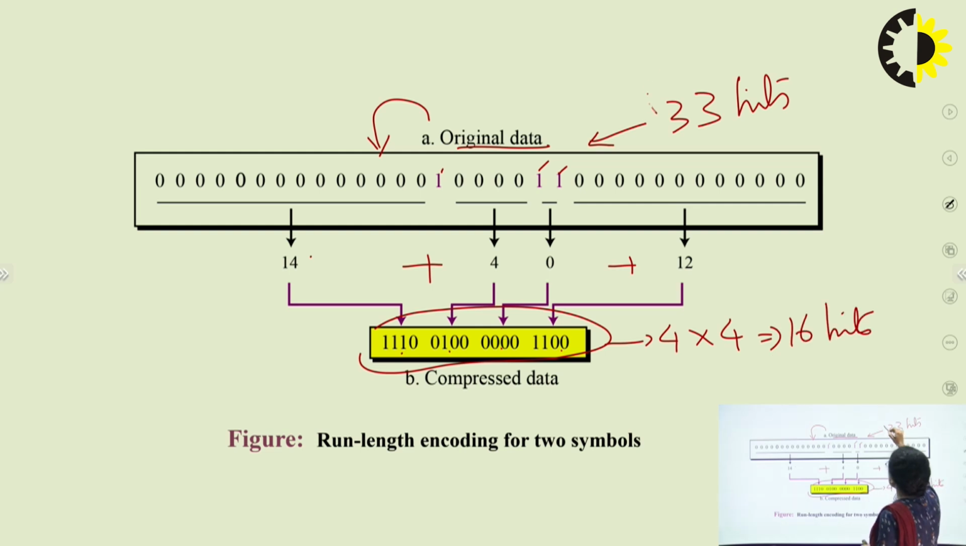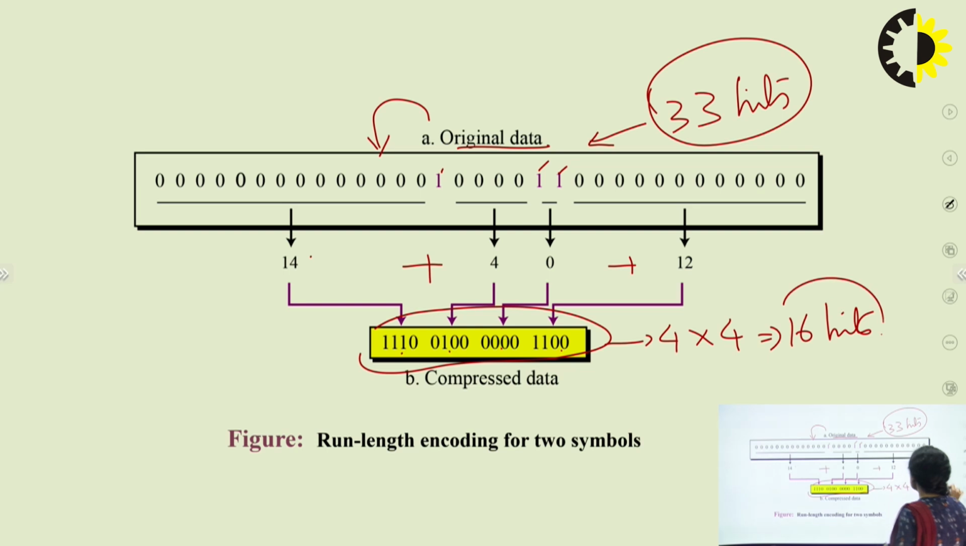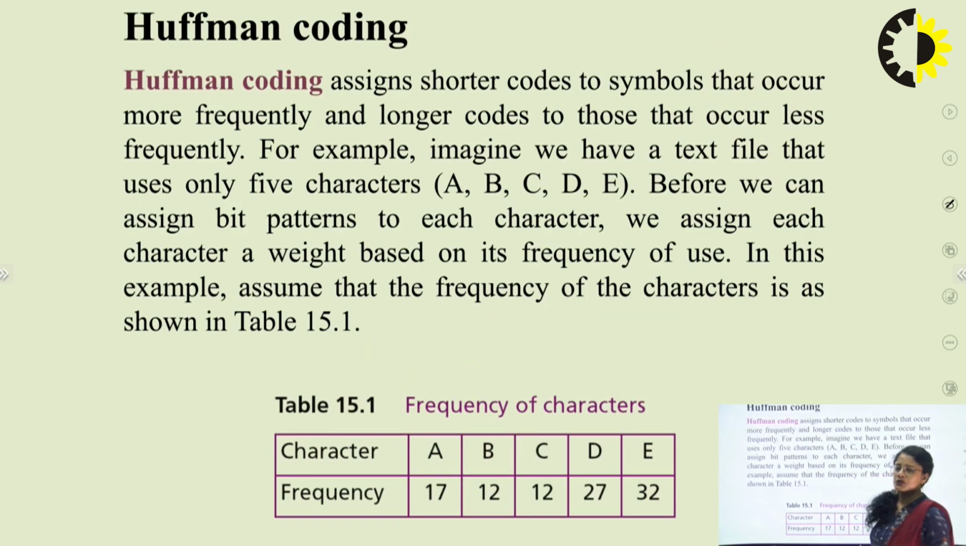So we are reducing from 33-bit size to 16-bit size, and this approach is not compromising on the integrity of the data or losing any of the data; we are just changing our way of representation of the data. This approach is more popular when we have similar sequences of symbols occurring consecutively. In that case, this algorithm is a good one. Now let us go to the second algorithm.